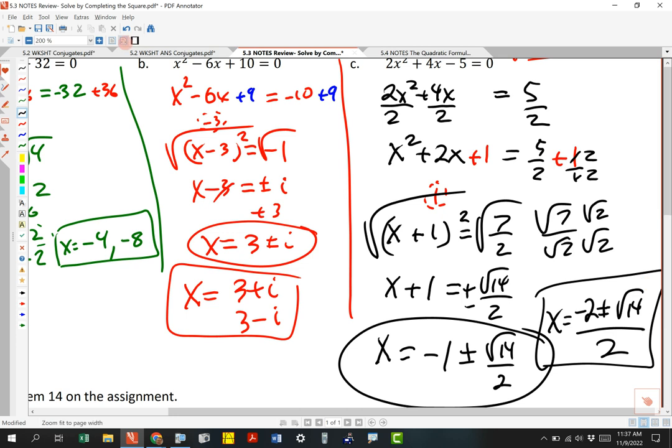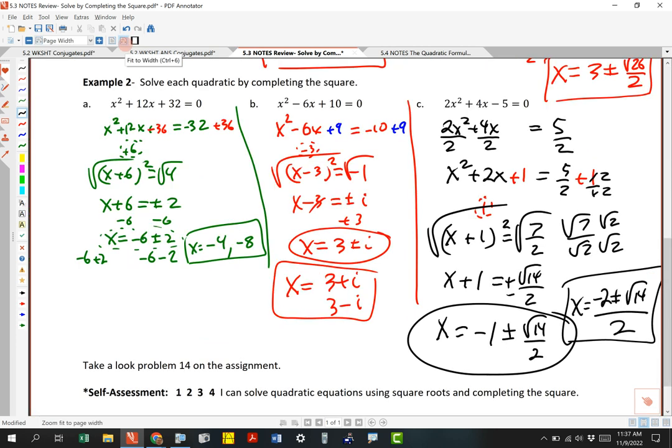Okay, when I give you the assignment, I want you to take a look at number 14. Would you kind of rate how you're feeling about this right now? This should all be review.